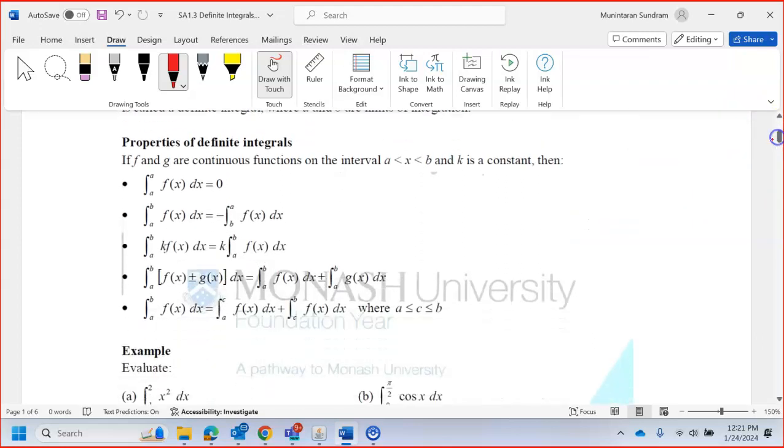Some properties are quite important for you to know. If you are integrating from A to A of the function, it gives you 0. Simply because A to A is just a line under the curve, and the area of a line is 0. That is the first thing you need to know. A to A, the outcome should be 0.